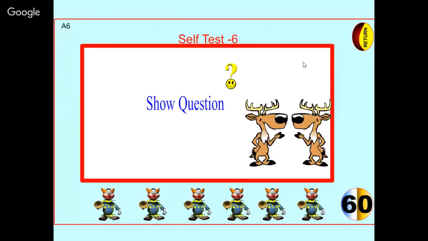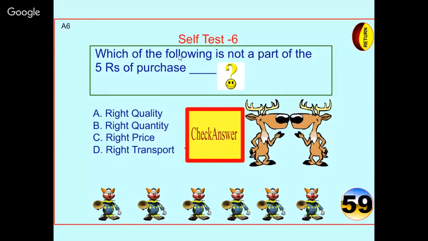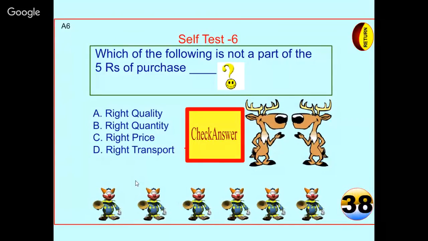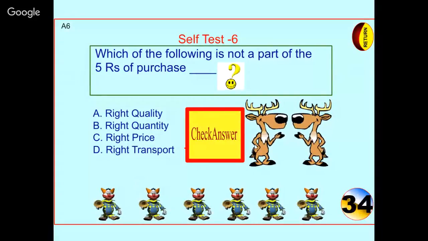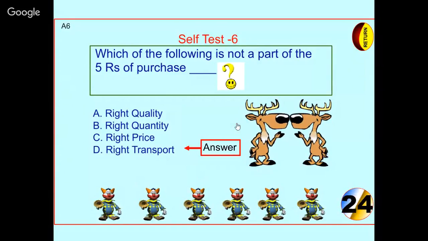Here comes the question. Which of the following is not a part of the 5 R's of purchase? Right quality, right quantity, right price, right transport. We have even seen 5 R's. Which one of these is not included in the 5 R's? Yes, you are right. The right transport is not included in the 5 R's. Remaining 3 are the parts of 5 rights with respect to purchase.